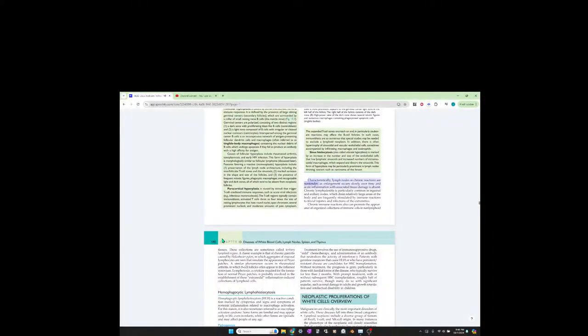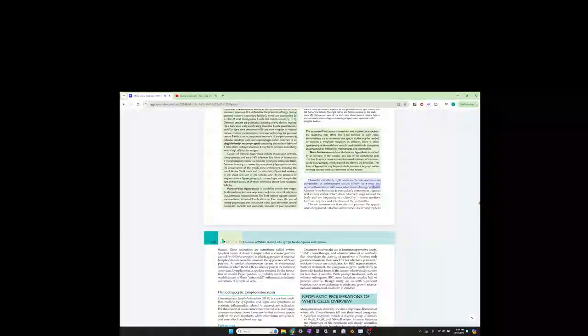Characteristically, lymph nodes in chronic reactions are non-tender, as enlargement occurs slowly over time and acute inflammation with associated tissue damage is absent. Chronic lymphadenitis is particularly common in inguinal and axillary nodes, which drain relatively large areas of the body and are frequently stimulated by immune reactions to trivial injuries and infections of the extremities.